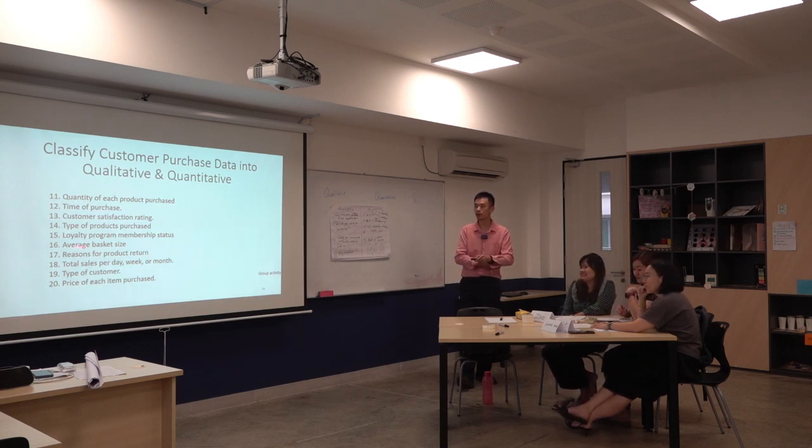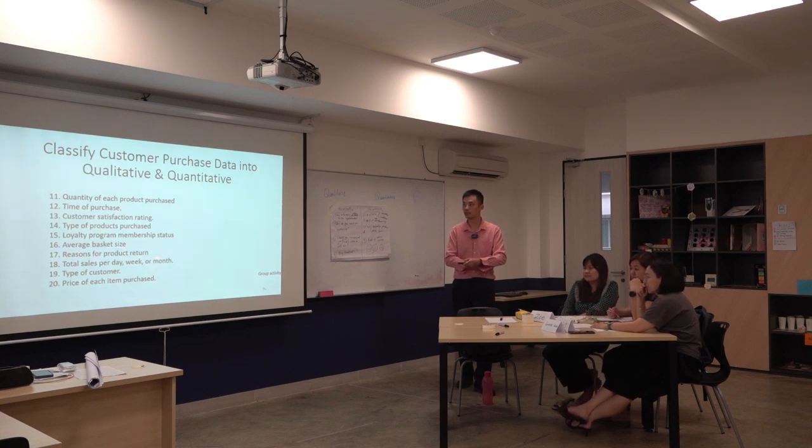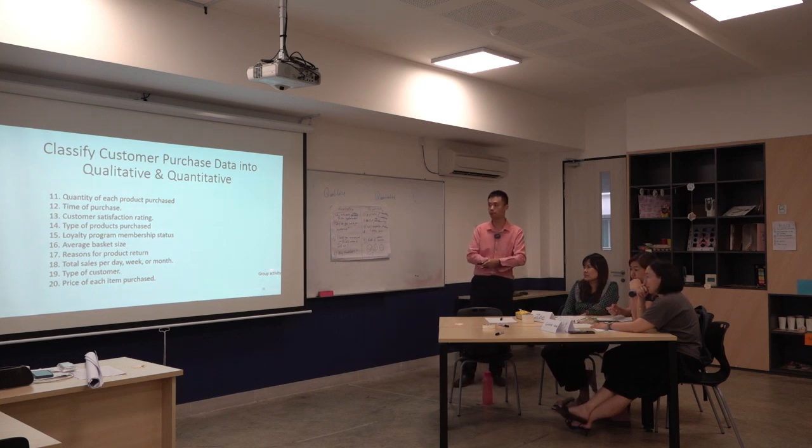16, average bucket size. This one is based on the number of items the customer purchases. This one is a quantity. And 17, the reason they return the product. So the reason why they don't want it is quality. 18, the total sales per day, week or month.